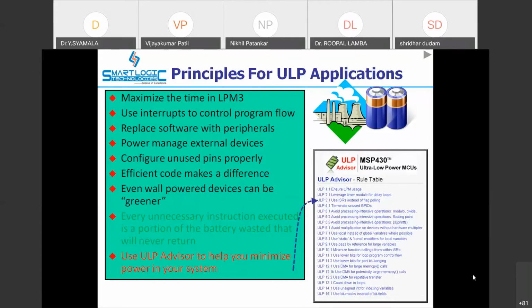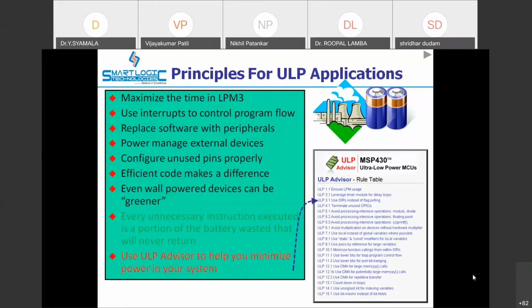Even for efficient code, as I said, the MSP430, or other Texas Instruments devices, have given you all the facilities of the low power modes, but it is up to the programmer or developer how efficiently we can use those low power modes by writing efficient code. This is very important. Then even wall power devices can be greener, which means that you can consume less power.